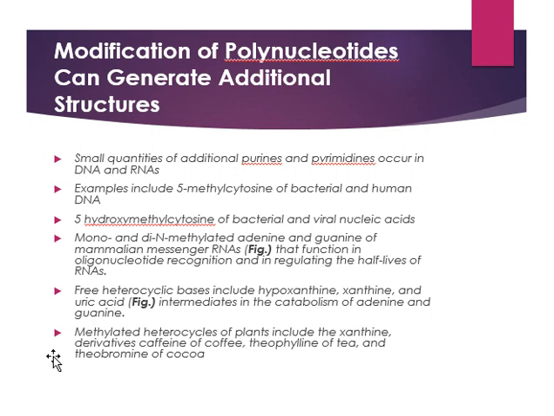Then free heterocyclic bases include hypoxanthine, xanthine and uric acid. These are the intermediates of catabolism of adenine and guanine.